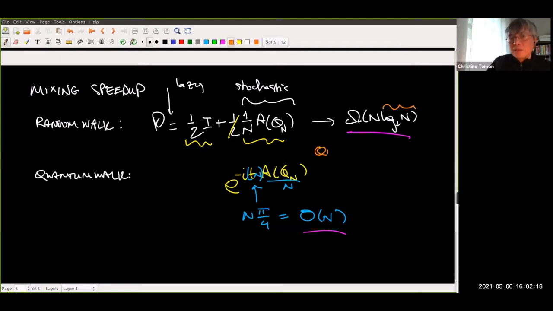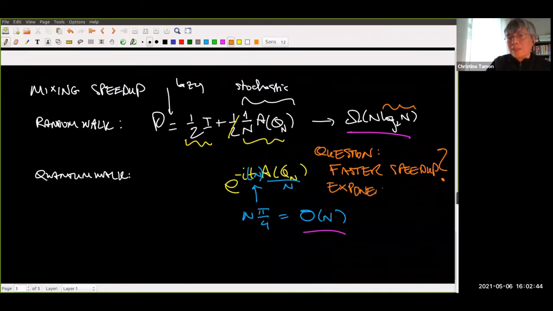So this brings me to the question. Can we have a faster speed up? Is it possible? Can we find a graph where the speed up is bigger than this? If we are greedy, maybe just ask for exponential speed up. But I'm not even sure this is possible. Can we have exponential speed up? Or can we prove that it's not possible? I don't know.